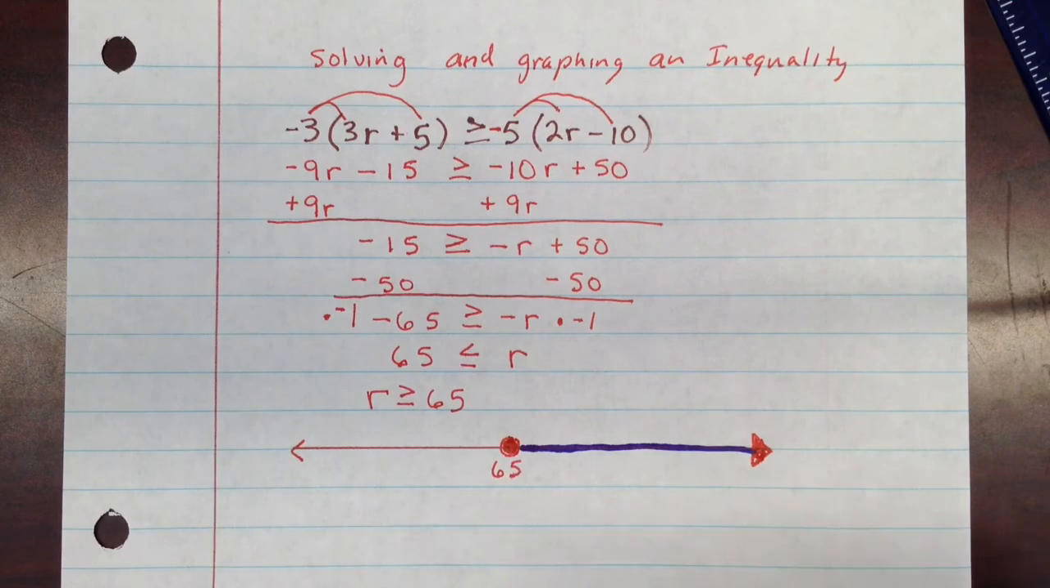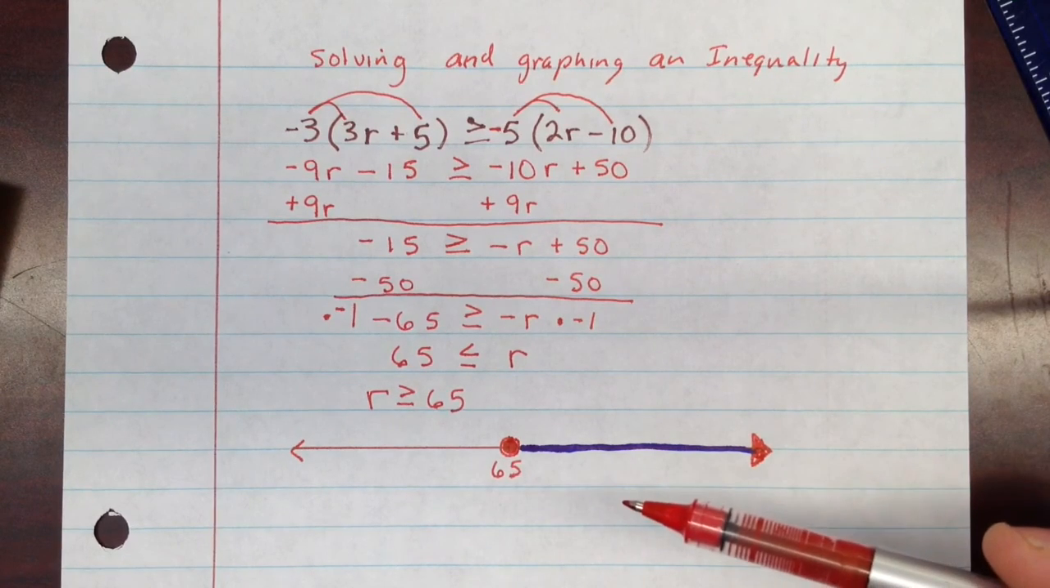And then you could even try numbers. If you want to try a number other than 65, try 75 or 90. And those will all work in this inequality. The numbers might not be the exact same on both sides, but it'll be true. It'll be a true statement is what it'll be.